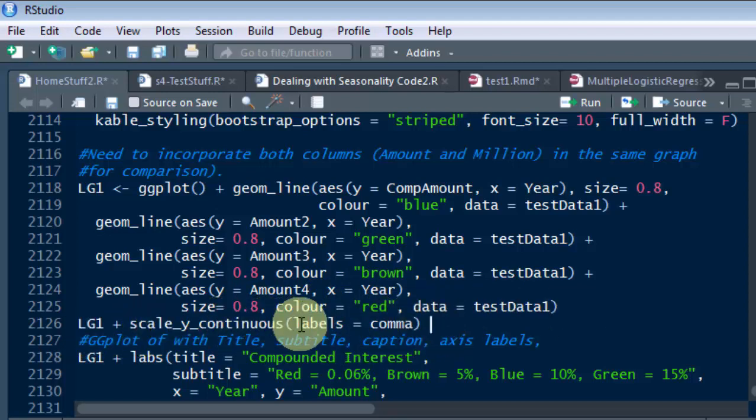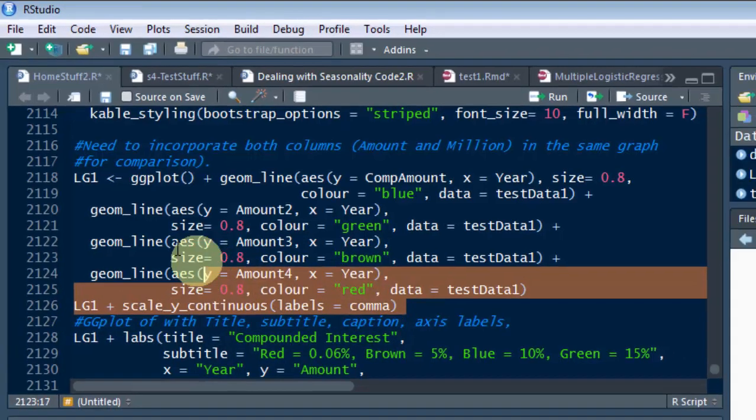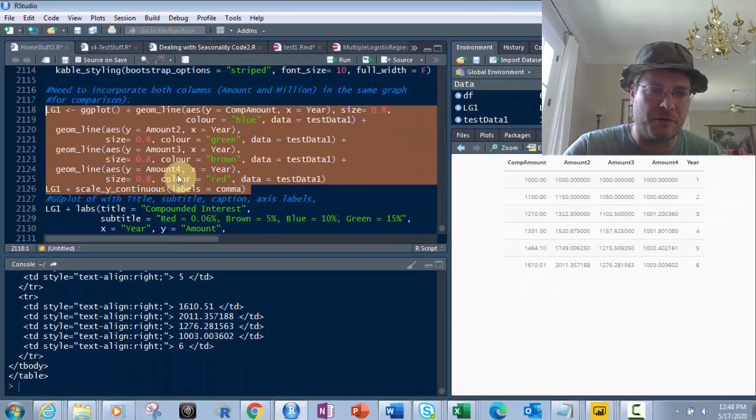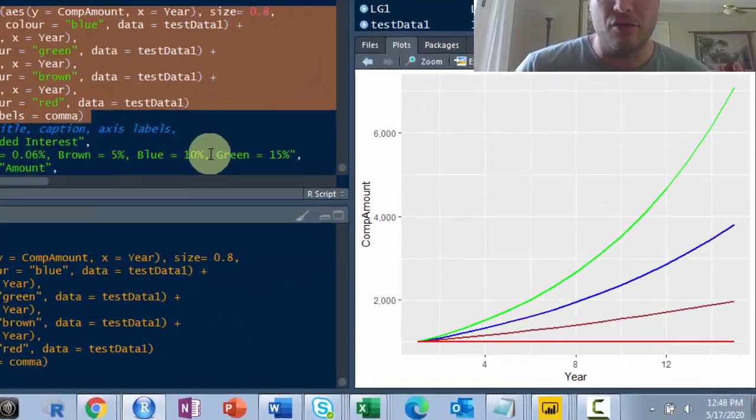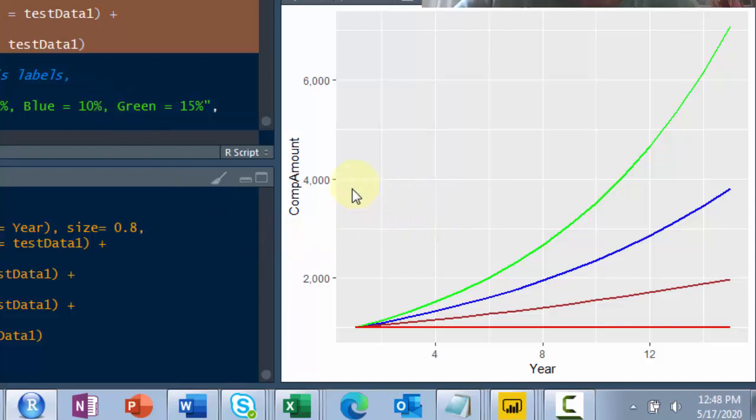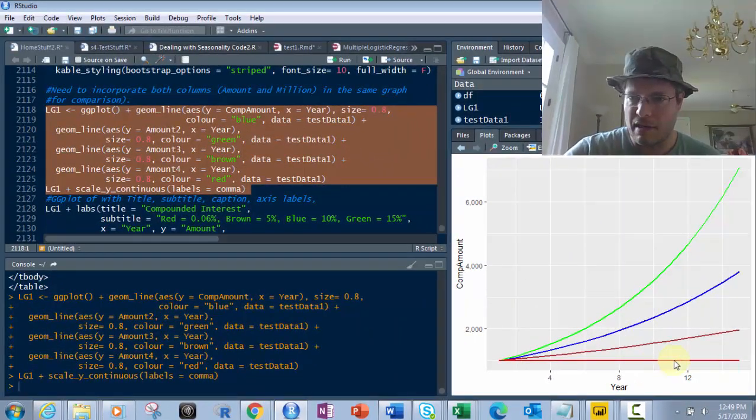And then I just do this, scale Y continuous, labels equals comma. So if I run all this, I'm putting that into LG1, and then I run that, this is what I get at this point. I've got a graph. I can use this, but the problem is it's not pretty. So I've got comp amount, year, and I've got 2, 4, 6, and I don't know which one's which, and I don't have any titles or anything descriptive, and it's kind of hard to tell exactly which year. I know here's 8, here's 12, but what about in between? That's 10. That's 9, I guess, but it's not very pretty. So let's make it look better.